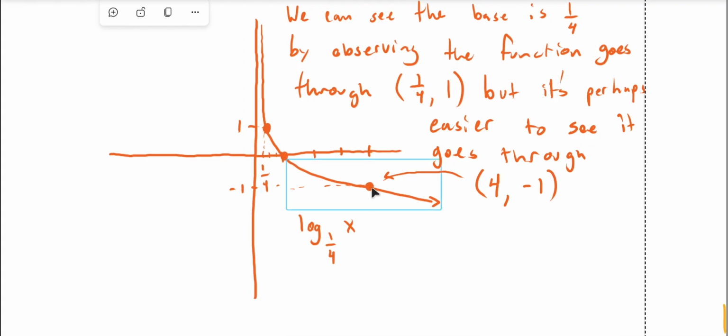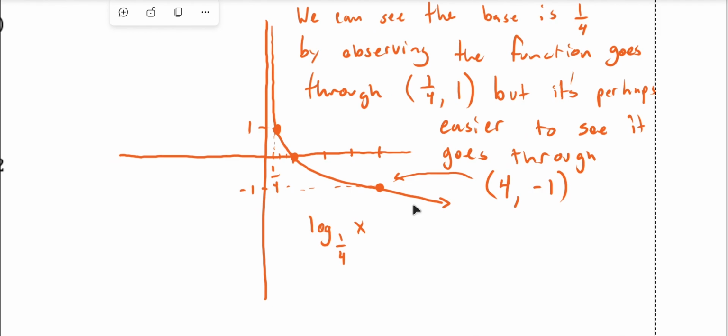Now, I think it's easier as far as plotting is concerned to, instead of trying to plot something at a quarter with a value of 1, plot what happens when you plug in a -1 for that exponent, right? If you took 1/4 and raised it to the -1, you'd get 4. And likewise, that means that the logarithm base 1/4 of 4 is going to be -1. So this gives us perhaps an easier point to plot than 1/4, 1.